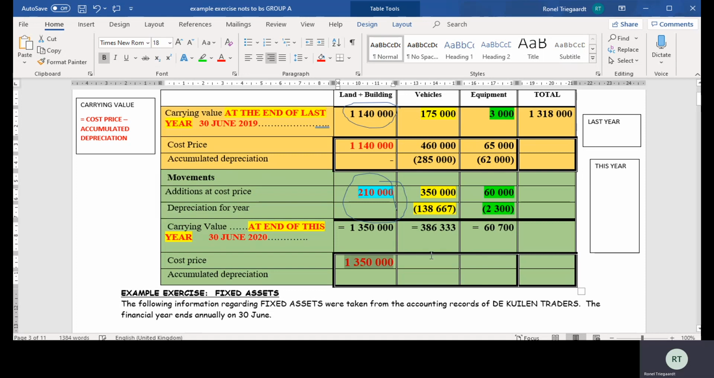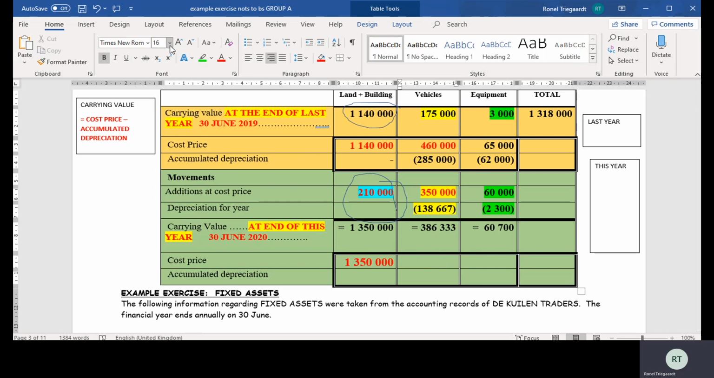Do you understand how I got to that? Are you fine? Now let's do the same with vehicles. So I'm going to make that also in red. The cost price of the old vehicles, the 460, plus the cost price of the new vehicle will tell me what is the cost price of my vehicles in total.